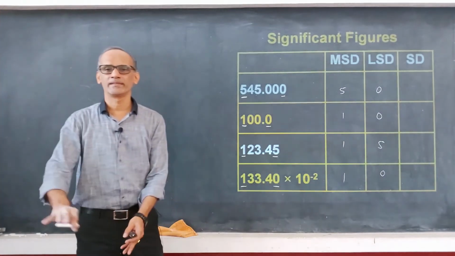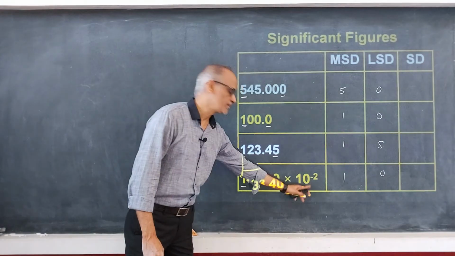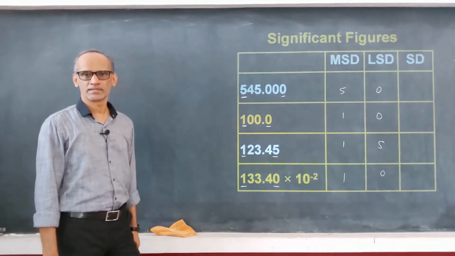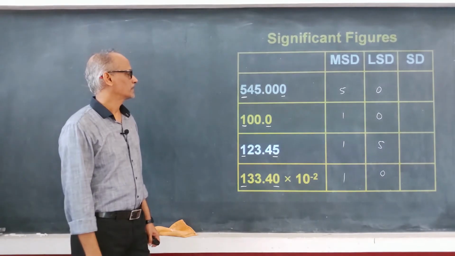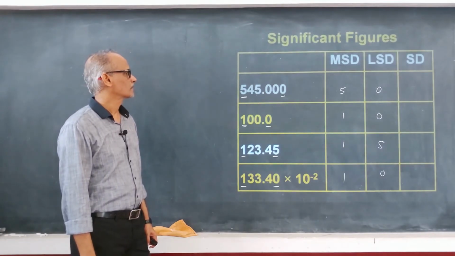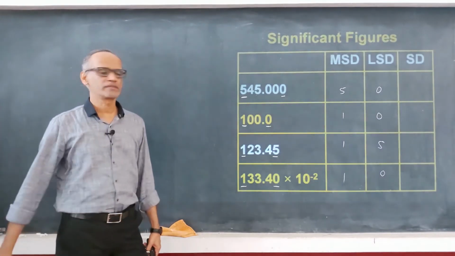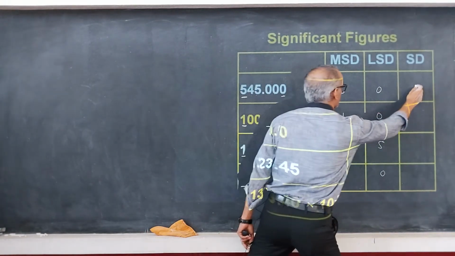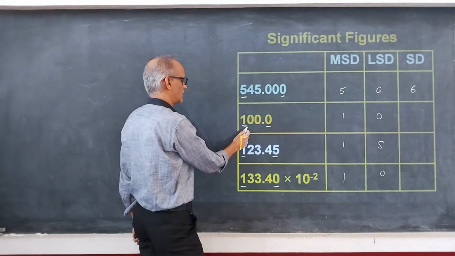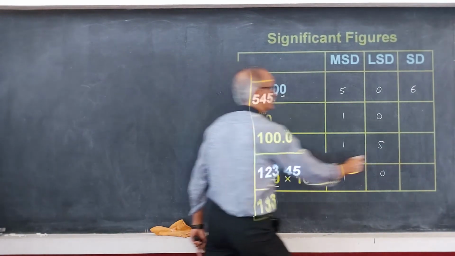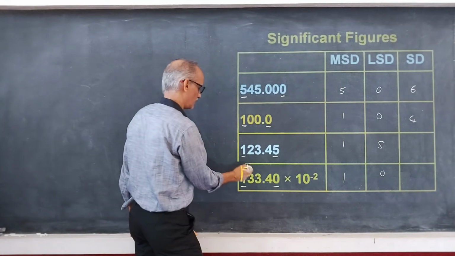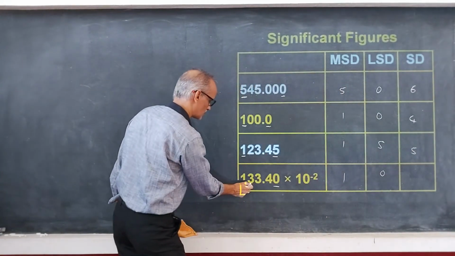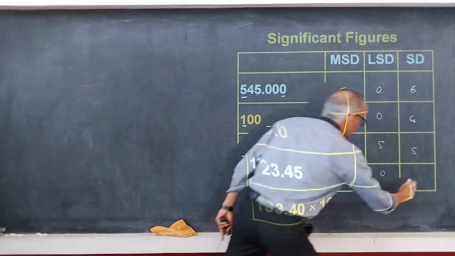How about if there is a power, scientific notation? No problem, just ignore it. You don't have to bother about the notation which is given, concentrate only on the number that's given. Now let's count the number of significant digits. How many are there? 1, 2, 3, 4, 5, 6. So 6. Here 1, 2, 3, 4. Here 1, 2, 3, 4, 5. And here 1, 2, 3, 4, 5.